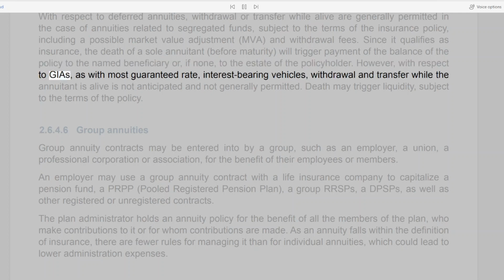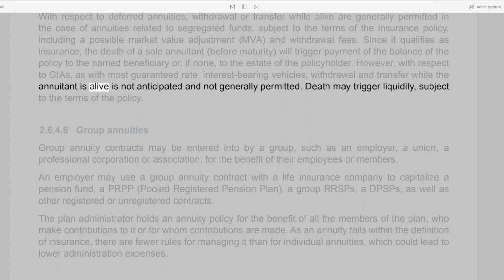However, with respect to GIAs, as with most guaranteed rate, interest-bearing vehicles, withdrawal and transfer while the annuitant is alive is not anticipated and not generally permitted. Death may trigger liquidity, subject to the terms of the policy.